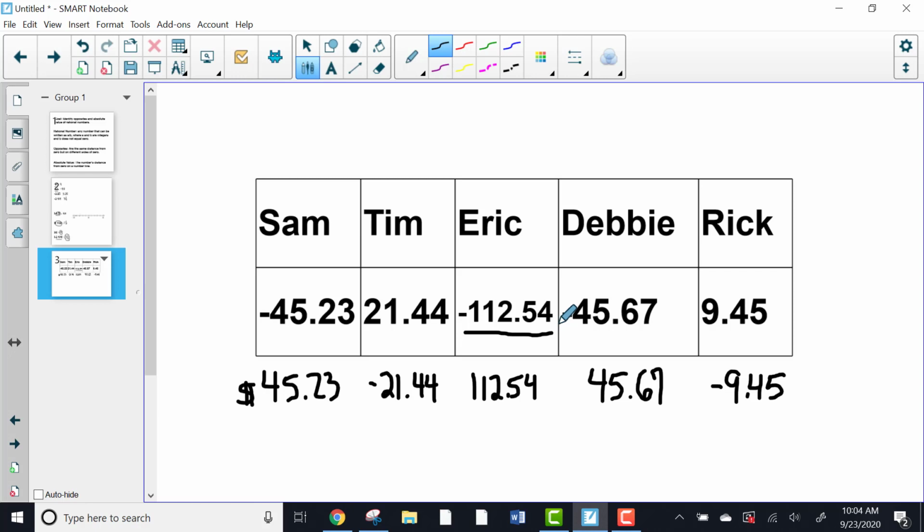When we think about the balance that's closest to 0, even though it's a positive number, we can see that Rick, a balance of $9.45 would be closest to 0 because it's 9 and 45 hundredths units away from 0 on a number line.